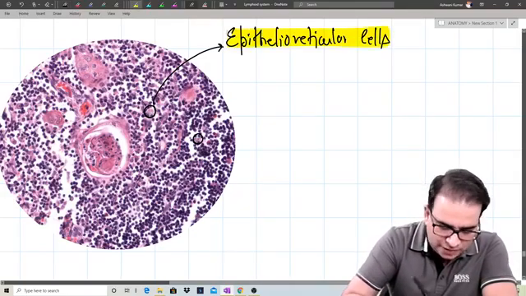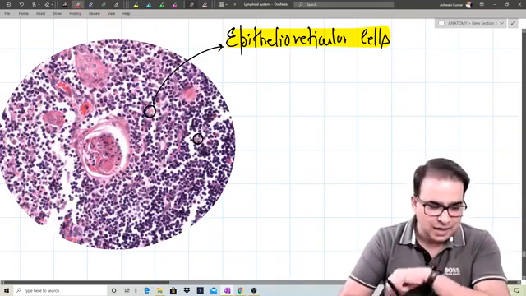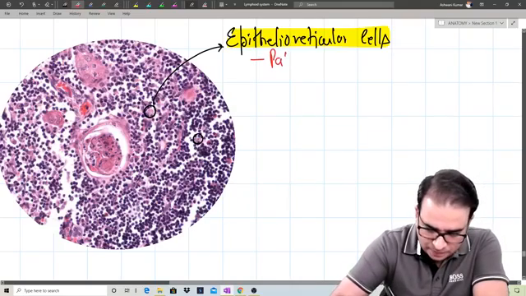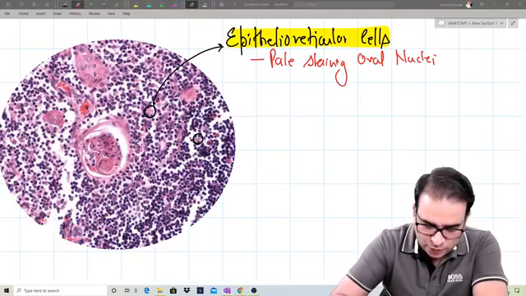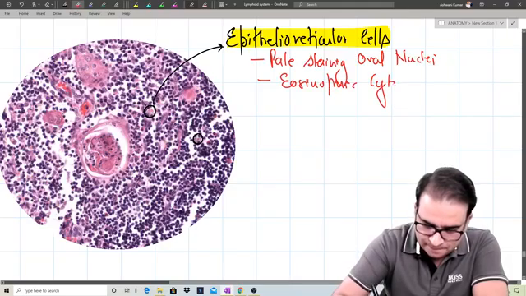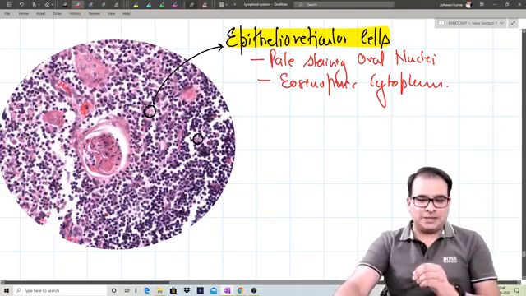And these epithelio-reticular cells, what is the feature that you see? I hope you can appreciate it in that slide. These are having these pale staining oval nuclei. It can be appreciated here. You can see the pale staining oval nuclei there, and we have an eosinophilic cytoplasm there. Pale staining oval nuclei and the eosinophilic cytoplasm.